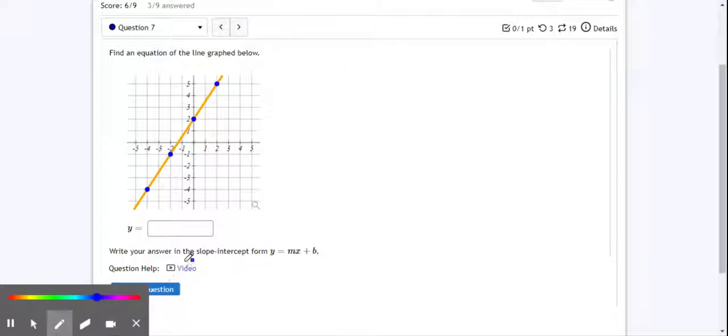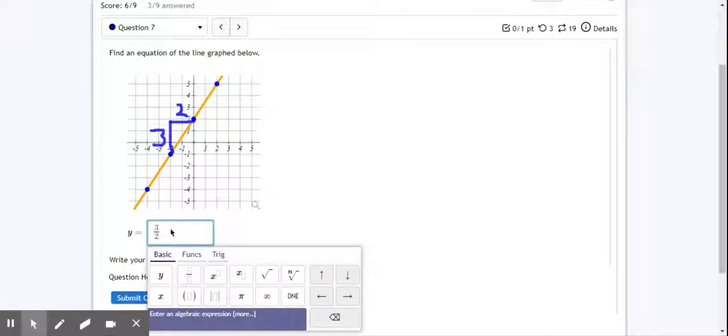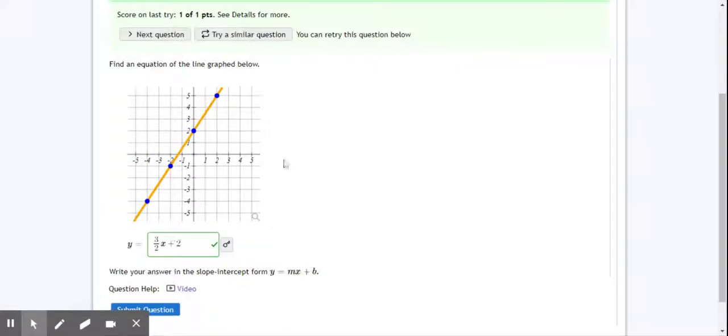Now, this one also has a video attached if you want, and it has all these nice dots marked. Go between any 2 dots, and you can see that your slope is up 3 over 2 in this case. So it says write the whole equation. So 3 halves x, that's our slope, and then plus our y-intercept, which is 2. There we go. And there's a video attached right there.